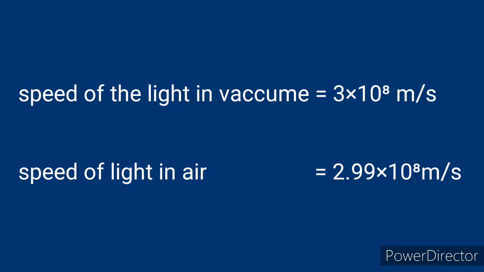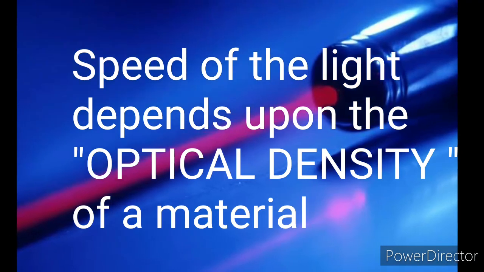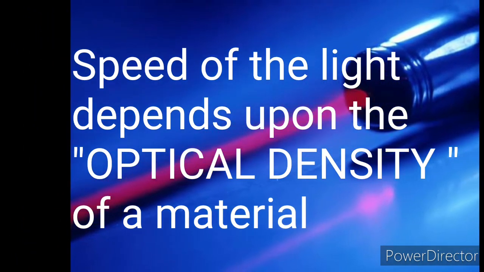The speed of light in air is slightly less than the speed of light in vacuum. In the same way, the speed of light in water and glass is much less than that in air. The speed of the light depends upon the optical density of the material or medium.